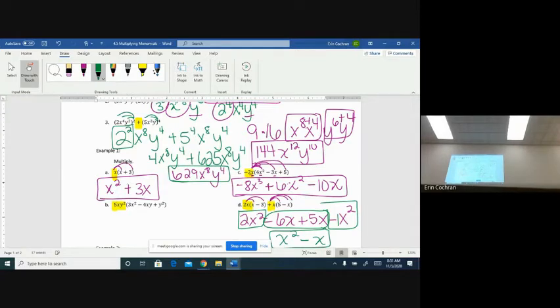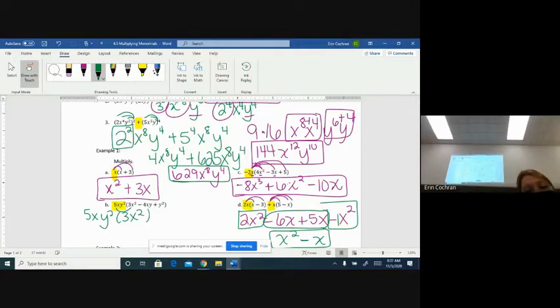Now B, we have a lovely one where it says 5xy squared and we're distributing it through, right? So if we look at 5xy squared times 3x squared, okay, that's that first term.